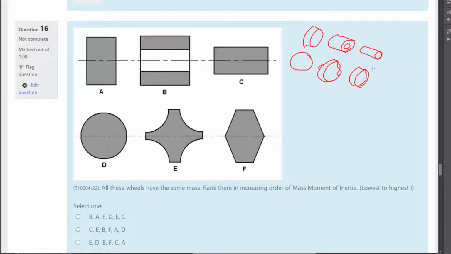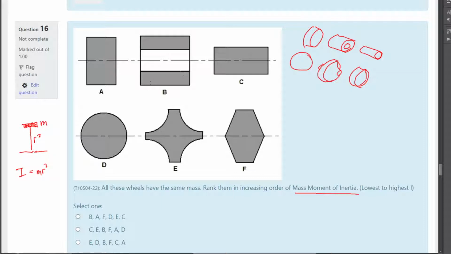That's what we're looking at. Which one has the biggest? Rank them in mass moment of inertia. Now remember, the mass moment of inertia is how much the mass is further towards the outside, because it's R squared times M. So mass moment of inertia equals MR squared.